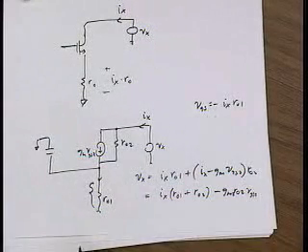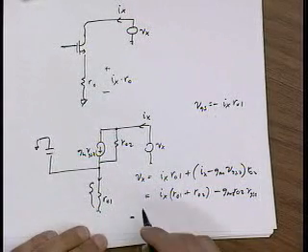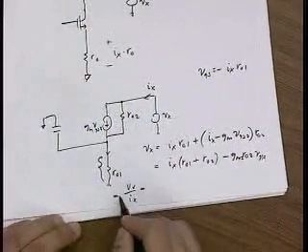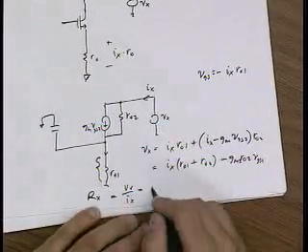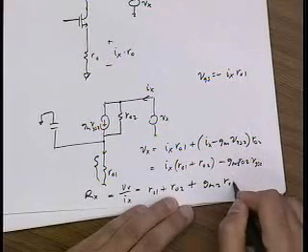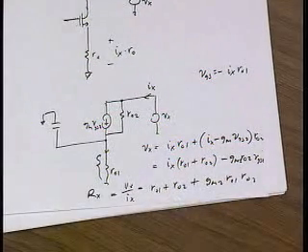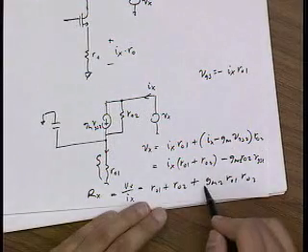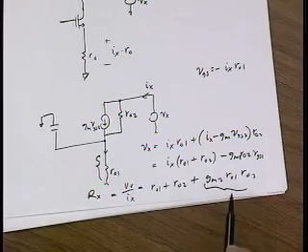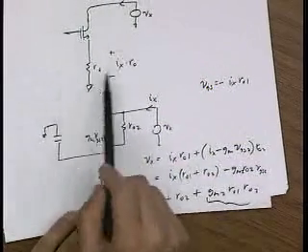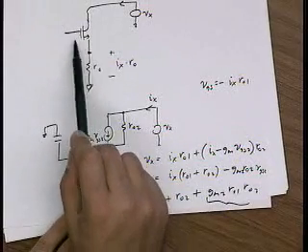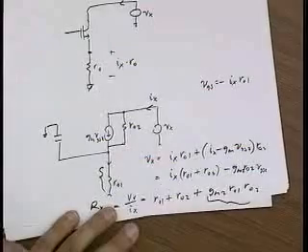But VGS2 we just found is minus Ix RO1, so Vx over Ix, which is the output impedance, is RO1 plus RO2 plus GM2 RO1 RO2. Okay, this is a trivial calculation that you learned in 140. But the lesson to be learned is that it was the voltage at this node, which the larger I can make this voltage here, the more action I get out of this transistor.